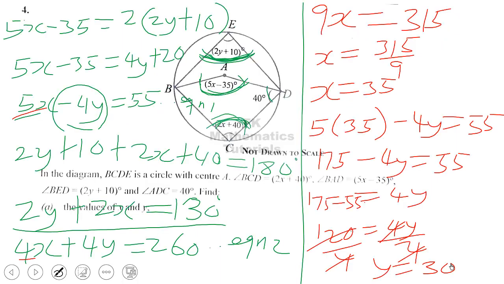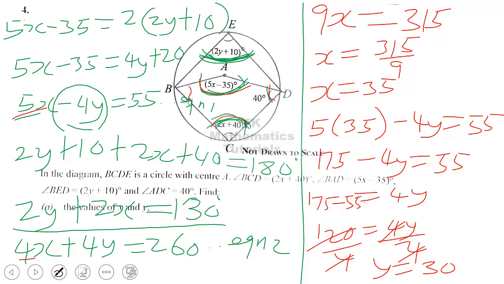Now we are asked to find angle ABC. So for angle ABC, we need to find this angle and this angle and this angle, add them, then subtract from 360, because that is a quadrilateral and all the angles should add up to 360.